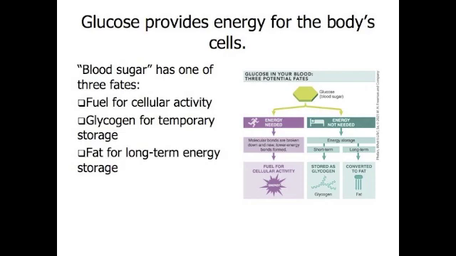Most of the carbohydrates that you eat, including table sugar called sucrose, and the starchy carbohydrates found in bread and potatoes, are converted into glucose in your digestive system. The glucose then circulates in your blood at a concentration of about 0.1%. Circulating glucose, also called "blood sugar," has one of three fates. Firstly, it enters the cell and is used for fuel for cellular activity.